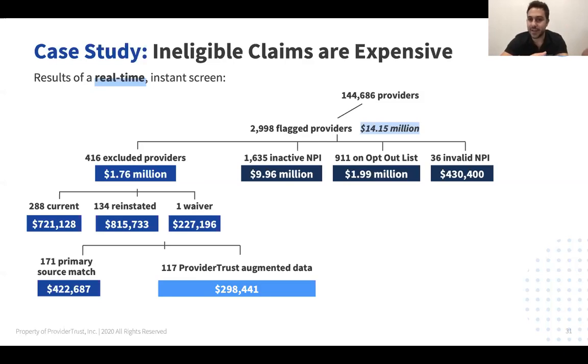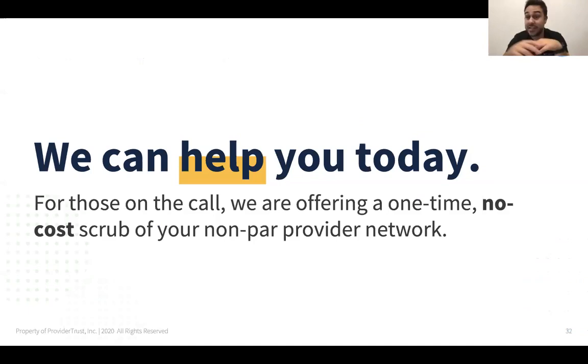data, and specifically on your non-pars, to understand: are you enriching non-pars as a claim comes into your workflow? Are you enriching that with unique identifiers, specifically with NPIs, but also with license information, address information, so that you can prevent leakage downstream?